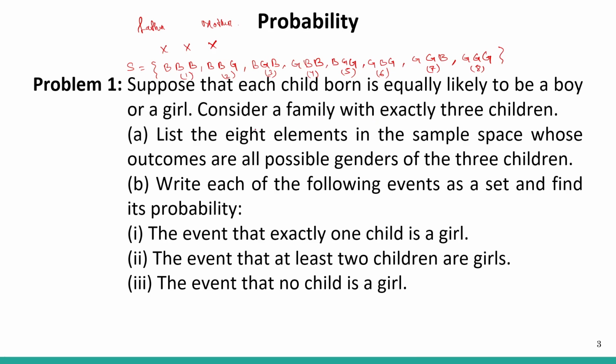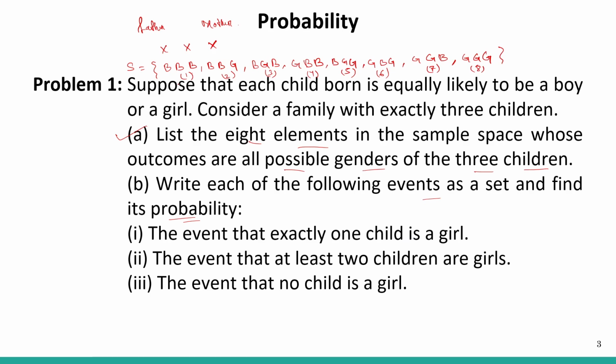So we have completed part A, where we had to list 8 elements in the sample space whose outcomes are all possible genders of the 3 children. Now part B: write each of the following events as a set and find its probability. So we have to write each of the following events. This is event number 1, event number 2, event number 3, and we need to find their probability. The first event is that exactly one child is a girl.